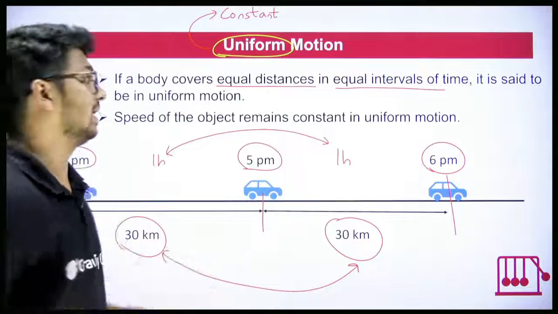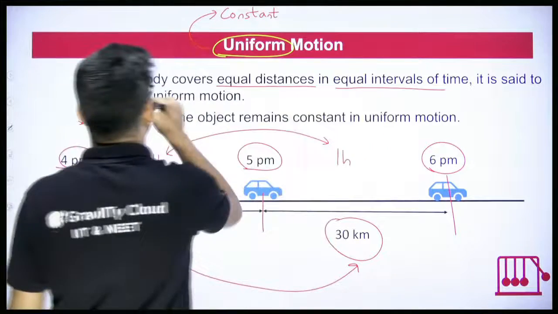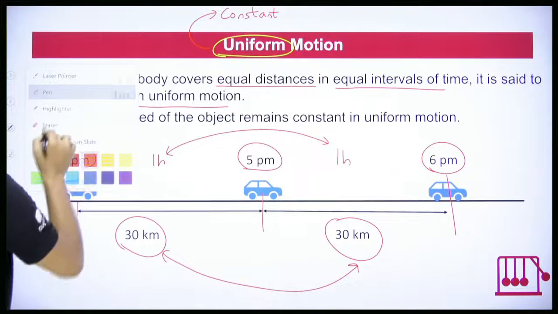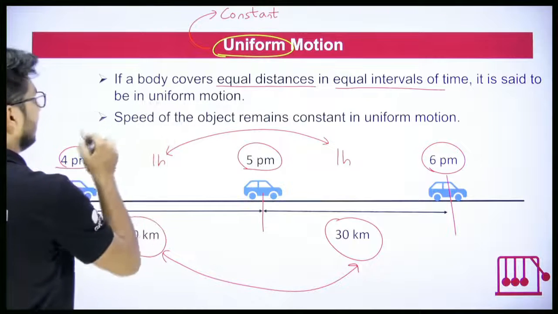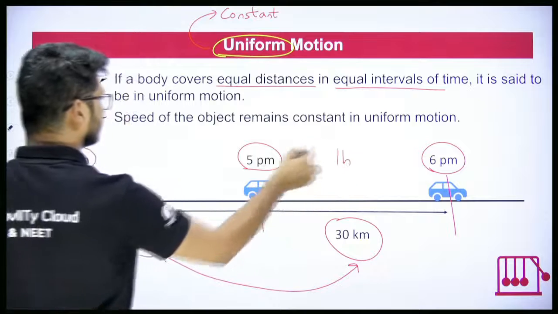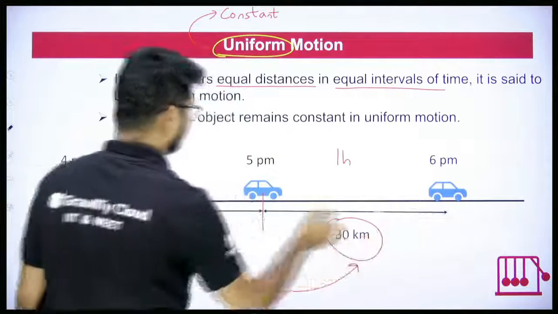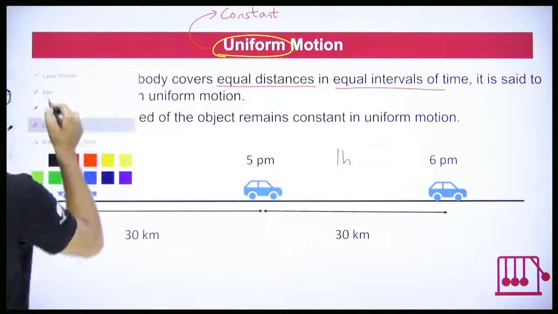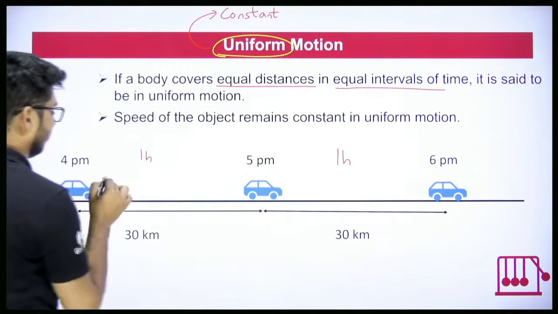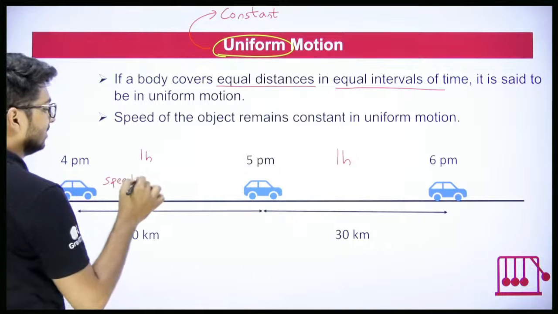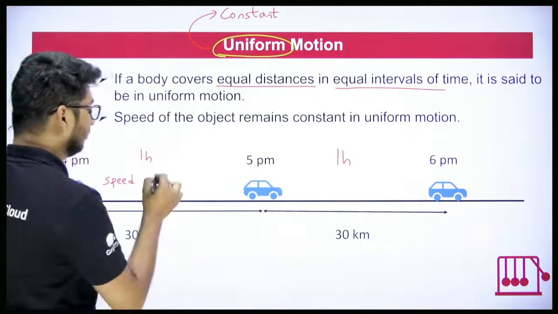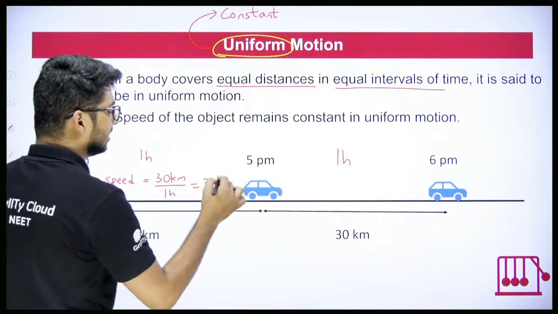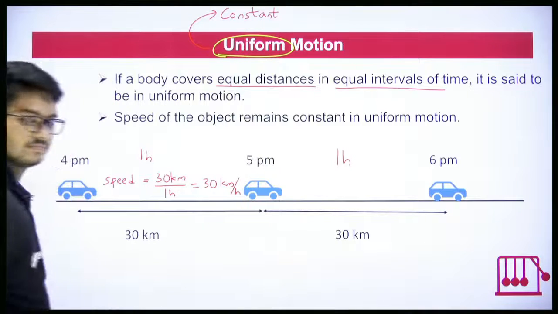Equal distances in equal intervals of time, it is said to be in uniform motion. Constant motion. And if you calculate the speed in both the cases, let us calculate the speed also. Here what is speed equal to? Speed is distance by time. So it is 30 kilometers upon 1 hour, which is 30 kilometer per hour.